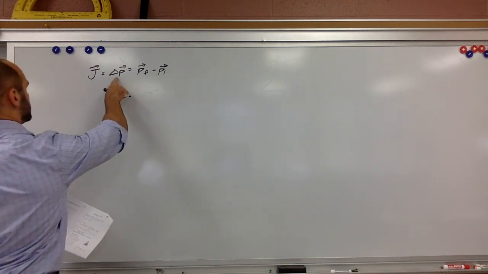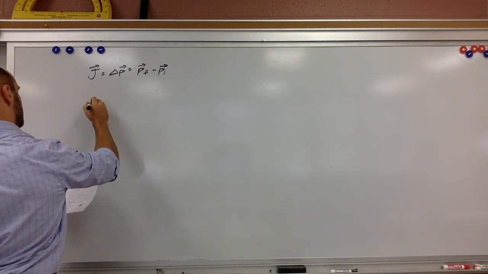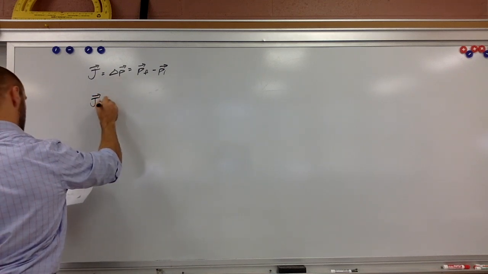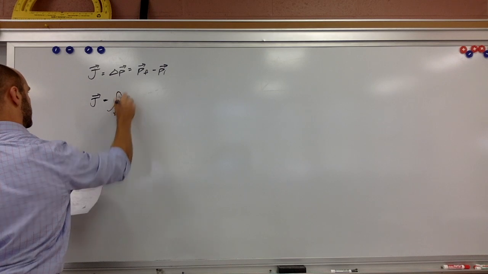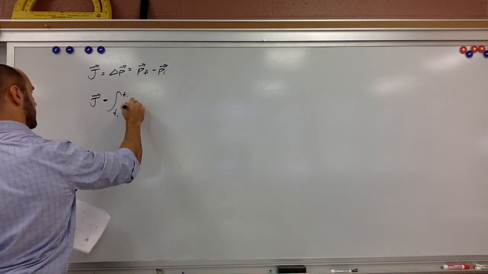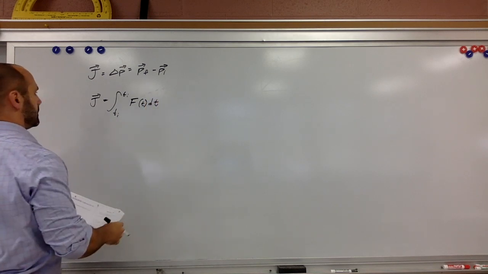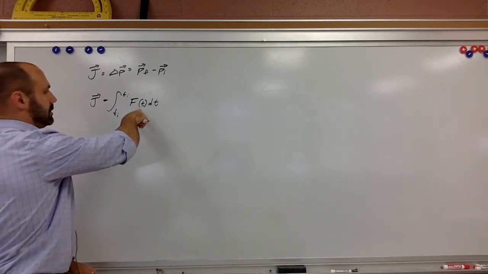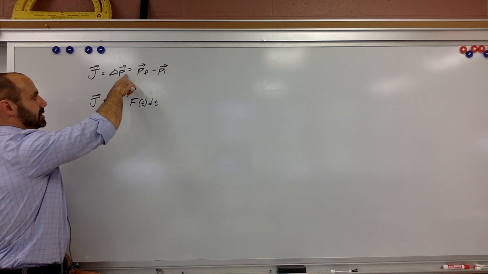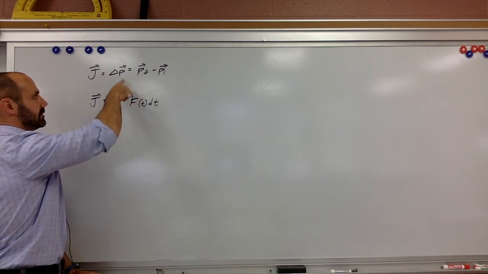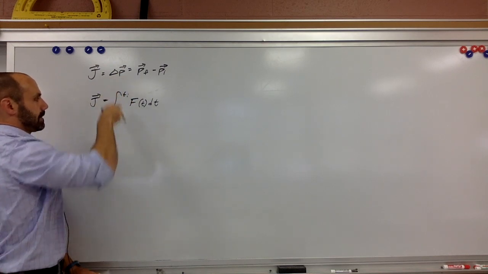Now, since this is the change in momentum, we also know that J is going to be equal to, from time initial to time final, the integral of force with respect to time. Because force is the derivative of this, so the antiderivative of this will give us the change in this.